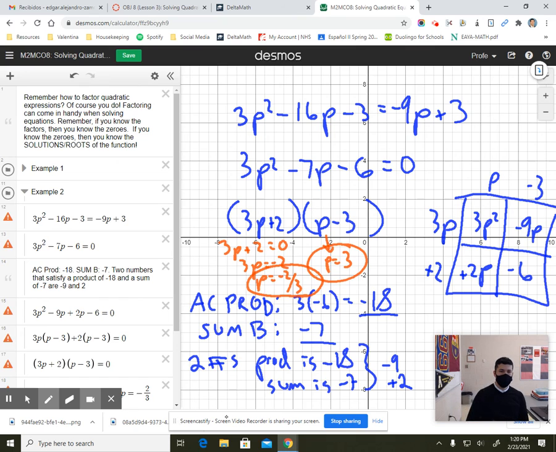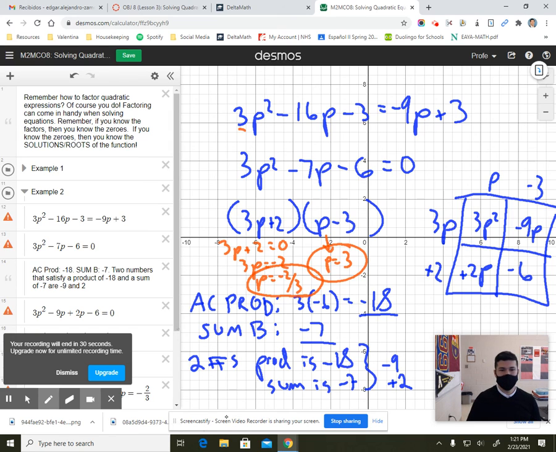Now, a little bit of information. You could have done this with the quadratic formula. If you think the quadratic formula would be easier when you have an a value other than 1, then go quadratic formula. But if you're pretty good at factoring, then you can use factoring, all right? Remember your AC product and sum B strategy, so that you can find the zeros of the factors, which are going to be the solutions of the equation, all right? That is the lesson.